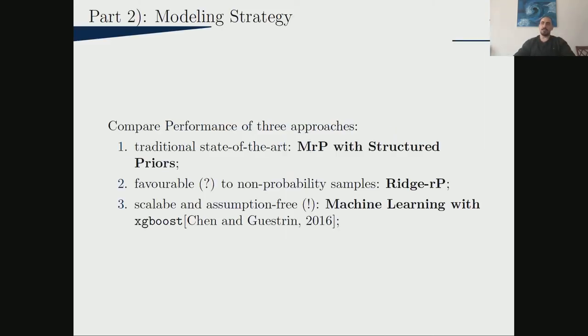Okay, so I'm quickly going to go through the models that we used and then get back to the results, and then we're done. So when we talk about the modeling strategy, there are three main approaches that we want to test. The third one I actually haven't been able to produce results for yet, but it will be in the near future. First we have MRP with structured priors. This is simply your run-of-the-mill multilevel regression, but it's using a conditionally autoregressive prior on the state level effects and temporal random walk priors for your temporal effects and so forth. Then a model that I thought would have been favorable to non-probability samples because of the idea that the more shrinkage we do when we have non-probability samples, the better we might be, is this kind of ridge regression. And finally, this machine learning with XGBoost, which are these gradient boosted trees, which are scalable and assumption free.